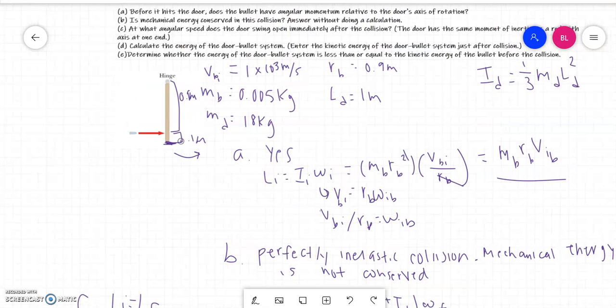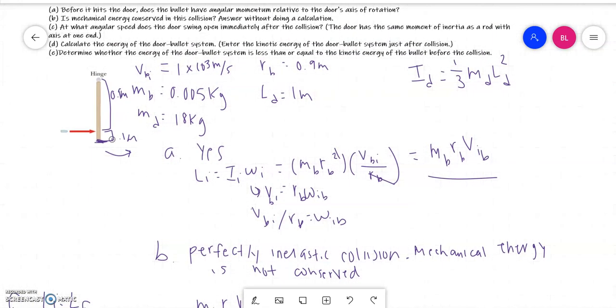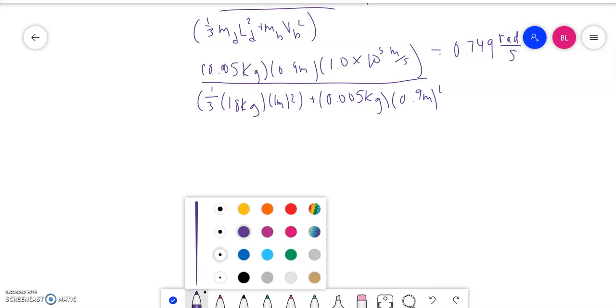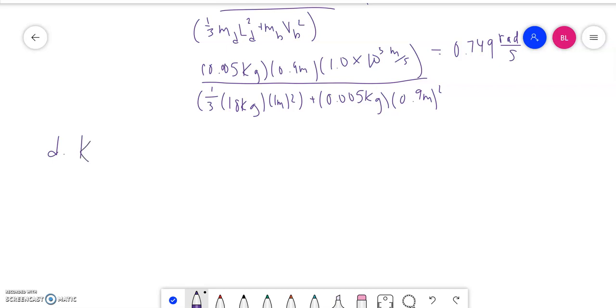So let's go back up. Part D asks, calculate the energy of the door bullet system. Enter the kinetic energy of the door bullet system just after the collision. So this is asking for the final kinetic energy, and this will be a rotational kinetic energy. So we can say K sub RF is equal to 1/2 the final moment of inertia times the final angular velocity squared.